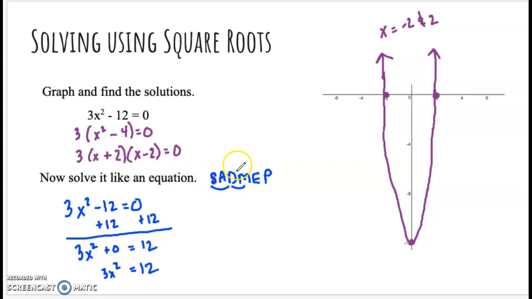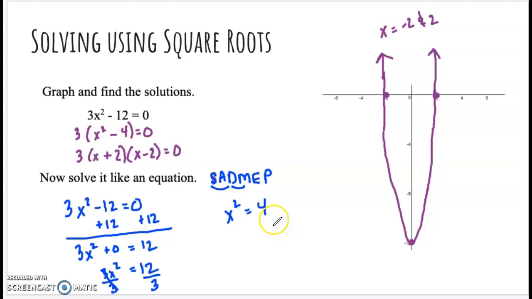Next, I want to get rid of or undo my multiplied or divided term. So this 3 is being multiplied by my x squared, so I'm going to do the opposite, which is divide. If I do it to one side of my equal sign, I have to keep my equation balanced and do it to the other side as well. So 3 divided by 3 leaves me with 1x squared. And then 12 divided by 3 leaves me with 4.